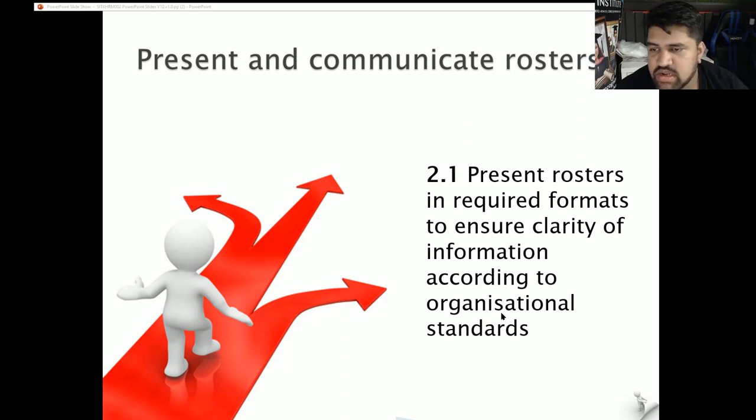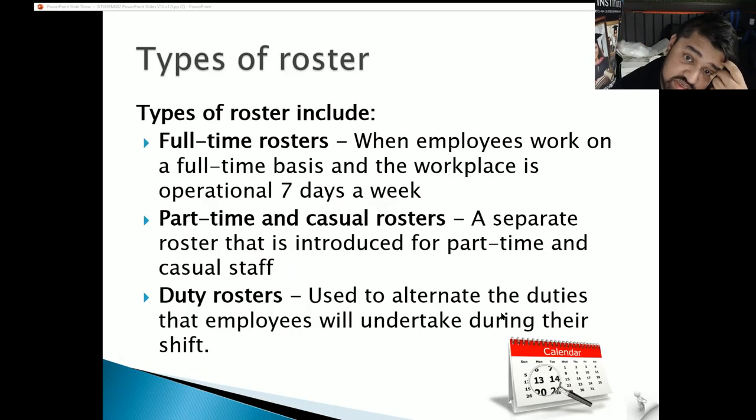Okay, 2.1. Present rosters in required formats to ensure clarity of information according to organizational standards. So types of rosters include full-time rosters, when employees work on a full-time basis and the workplace is operational 7 days a week. Part-time and casual rosters, a separate roster that is introduced for part-time and casual staff. And duty rosters used to alternate the duties that employees will undertake during the shift.